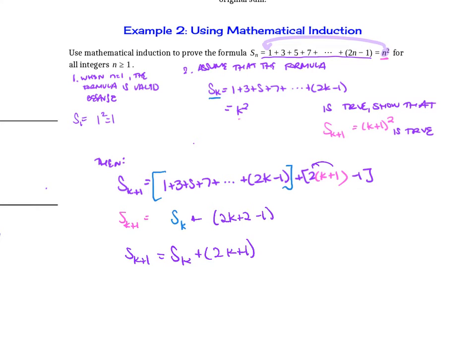Now remember what s sub k equals. S sub k we said was k squared, so now we substitute that. S sub k is k squared, and we still have this plus 2k plus 1. Looking at this, it is factorable. This factors to k plus 1 squared. And so therefore we prove that it is true. If we put in k plus 1, we do get this value here.